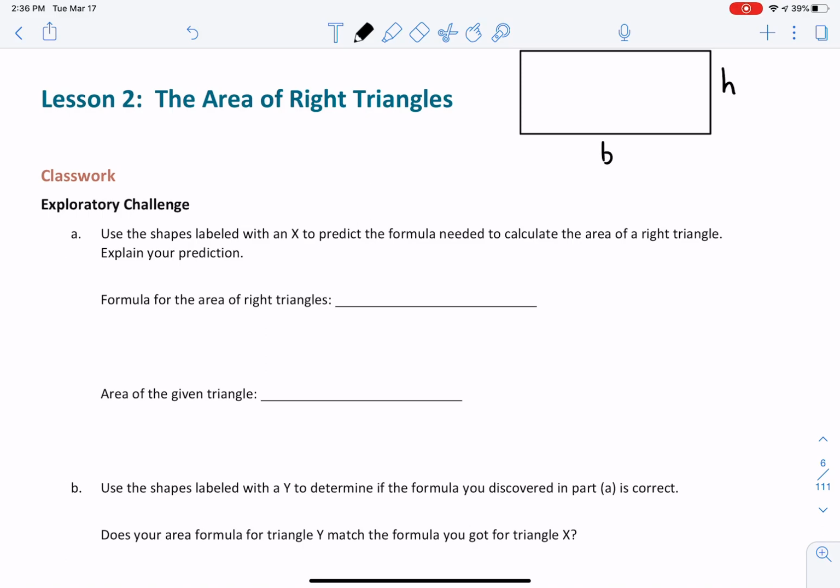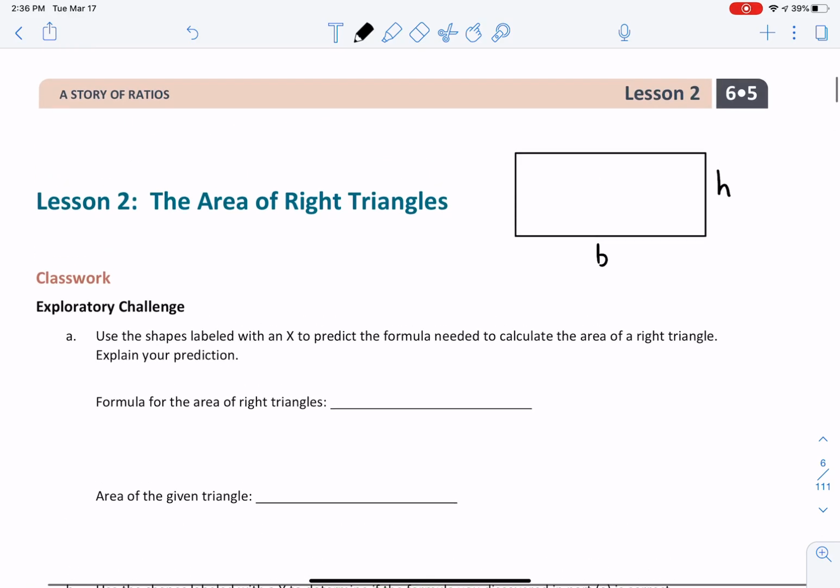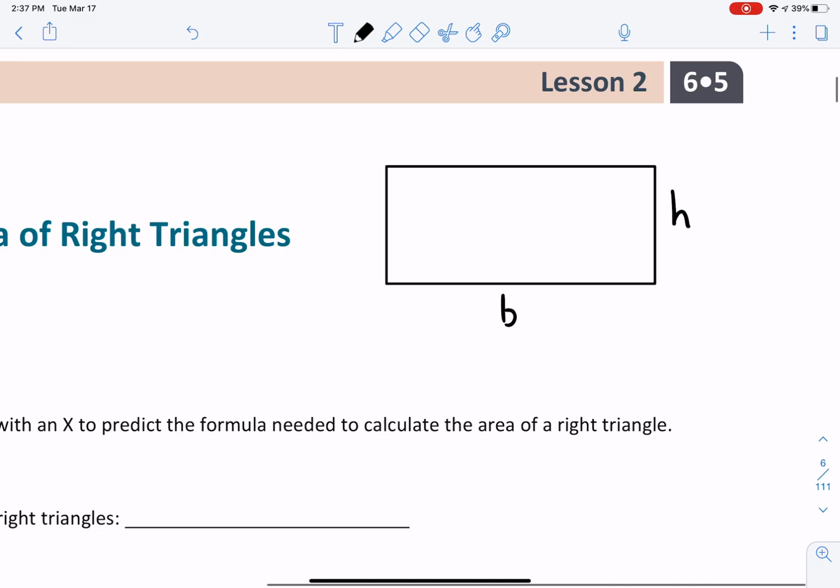So if we know how to find the area of a rectangle, how can we create a triangle, in fact two triangles, out of this rectangle? If I were to cut it somewhere, where can I cut it? One nice straight cut that will form a triangle.